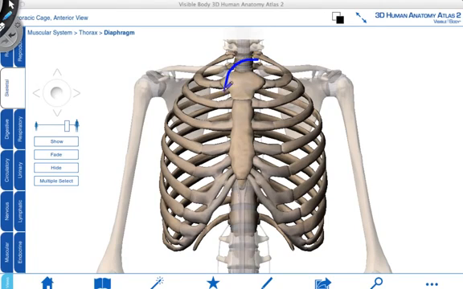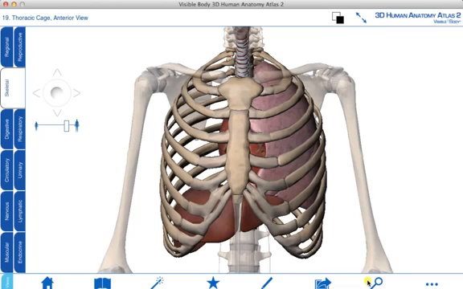The central compartment is referred to as the mediastinum, and within the mediastinum we will find the heart and the great vessels coming off of the heart, along with other structures such as the esophagus and the trachea. On either side of the mediastinum we have the pleural cavity. So here we have the right pleural cavity, which is where we'll find the right lung and its associated structures. And on the opposite side of the mediastinum we find the left pleural cavity, where we'll find the left lung and the associated structures.